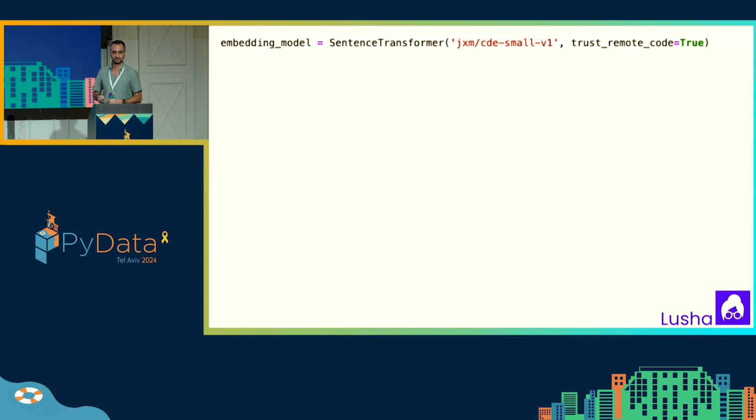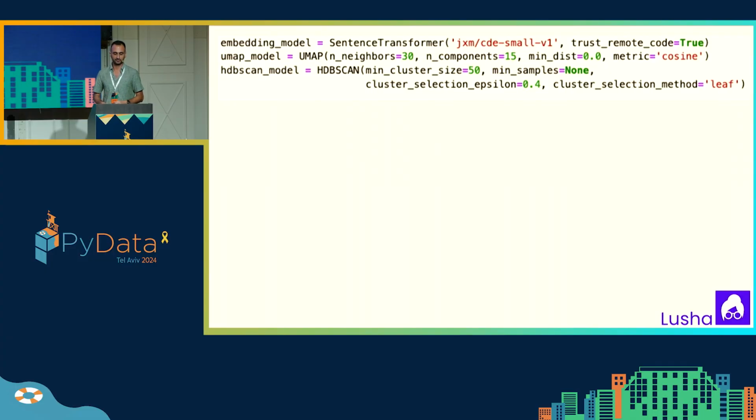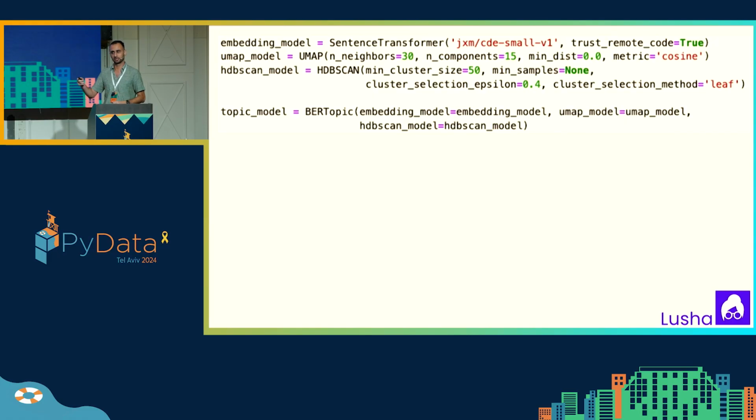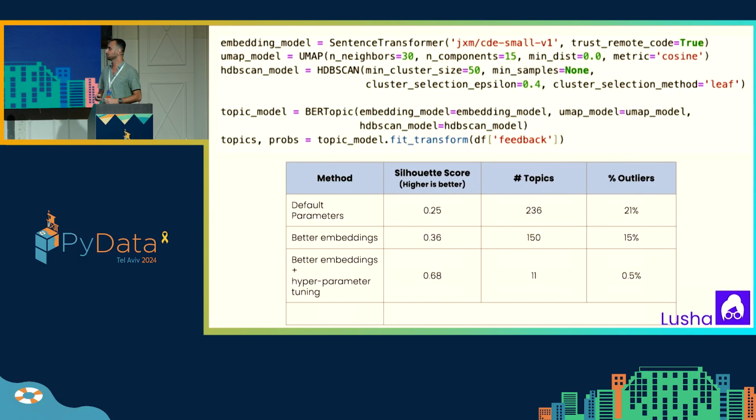Now, let's again use this better embedding model, but tweak the hyperparameters of UMAP and HDBSCAN to be more well-suited to our data. Again, pass all of those models into the BertTopic model and fit it to our data. And now we get something which is good enough to be useful and to generate insights from. The silhouette score is significantly higher. The number of topics is 11, almost what it actually should be. And the percent of outliers is almost 0.